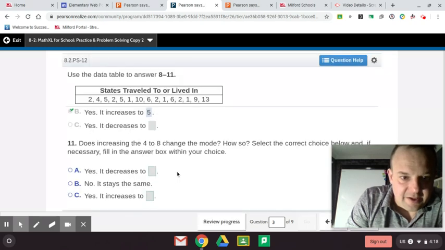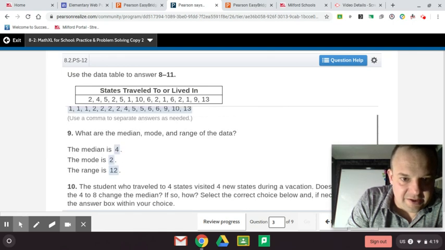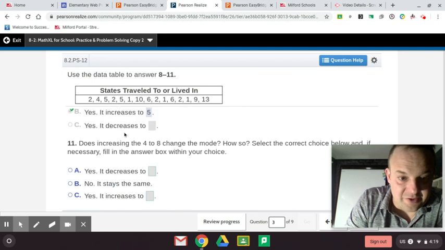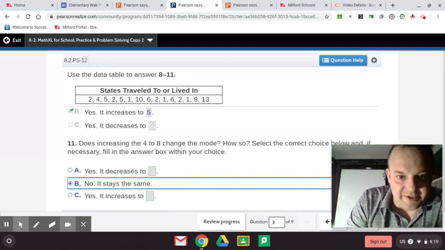All right. Does increasing the 4 to an 8 change the mode? Well, let's see. How many 8s were there? Well, there were no 8s, but there are still 4 2s. So no, the mode will stay the same.